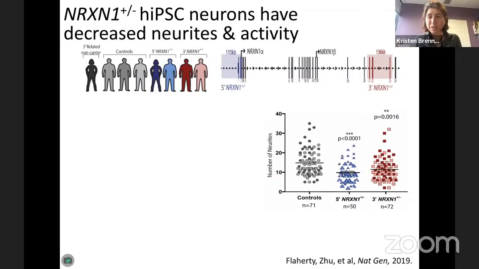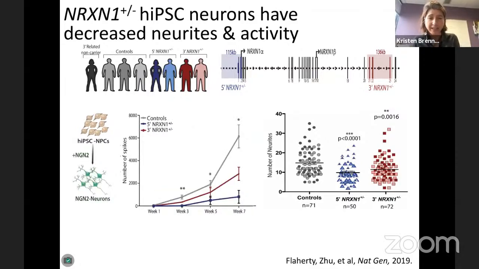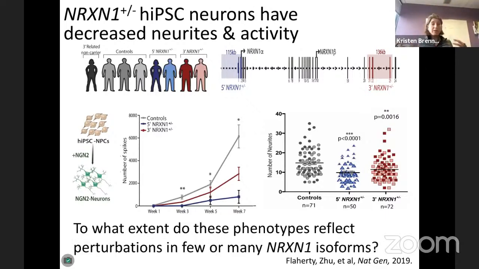Aaron was able to show that there's reduced neurite branching from both the 5' and 3' cases, and that the neurons don't fire at the same rate by multi-electrode array. So as you can see, this is a time course of development, and the gray neurons start to fire more by week 4 or 5, and they really accelerate into weeks 5 and 6. And the patient neurons just don't fire at the same rate, and they don't seem to catch up. These are mixed forebrain cultures, but we could repeat the analysis using NGN2-induced pure glutamatergic neurons, and here you see it a bit more clearly. So again, control neurons ramp up activity over time, and the patient neurons just don't get to the same level. So the bigger question here is why? To what extent do these phenotypes reflect perturbations in few or many Neurexin 1 isoforms?